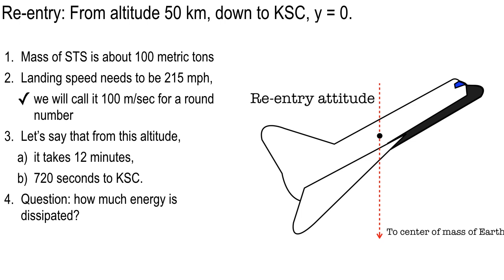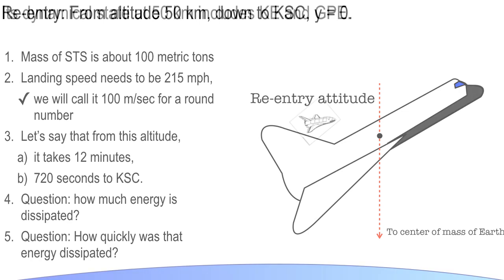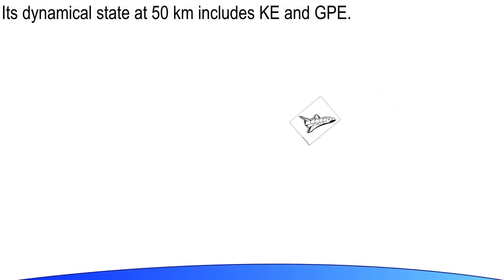First of all, how much energy is dissipated and how quickly is it dissipated? All right, so let's take a look at the space shuttle. This is the reentry attitude. It goes into the atmosphere like a belly flop, and the reason for that is so it catches a lot of air and dissipates a lot of heat as quickly as possible. So let's figure out kinetic energy and GPE.